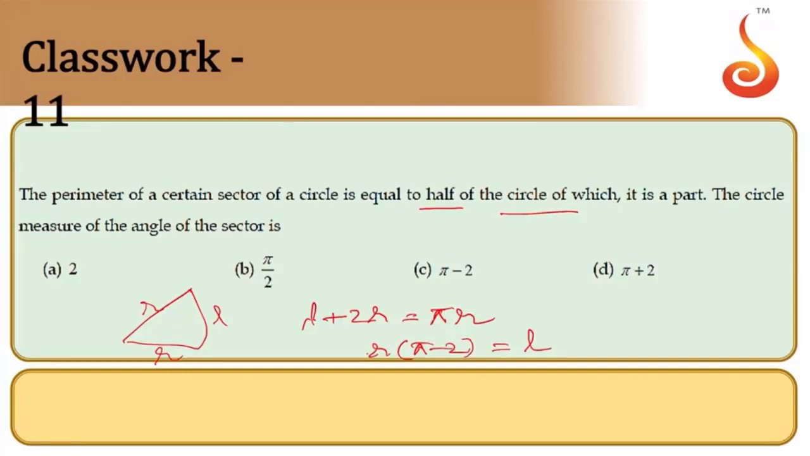We know the circular measure of the angle of the sector. What is that angle theta? L is equal to R into theta. But L is equal to R multiplied by pi minus 2, which is equal to R theta.